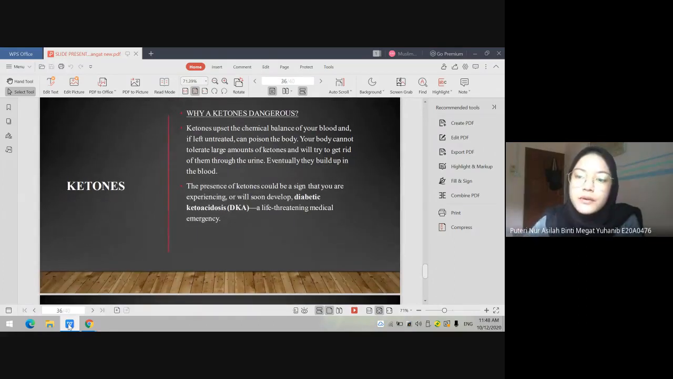Are ketones dangerous? Ketones upset the chemical balance of your blood, and if left untreated can poison the body. Your body cannot tolerate large amounts of ketones and will try to get rid of them through the urine. Eventually, they build up in the blood. The presence of ketones could be a sign that you are experiencing or will soon develop diabetic ketoacidosis, a life-threatening medical emergency.